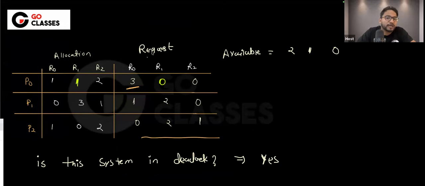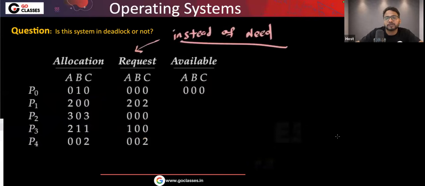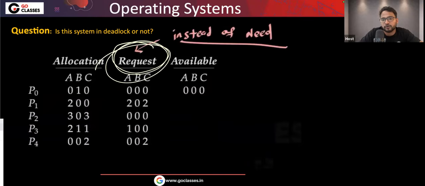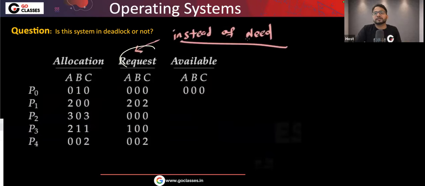This is no longer need. If it is need, then we say unsafe state. If it is request, then we can directly claim a deadlock. So yes, the system is in deadlock. Similarly, you can find out whether this other one is in deadlock or not. Available is actually 000, right? Now, this is the request first of all, then only you can talk about deadlock. Instead of need, they say request. That's the only difference.